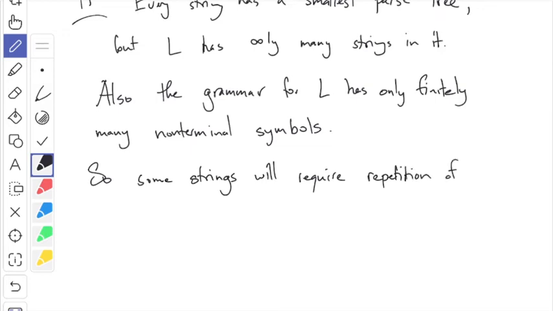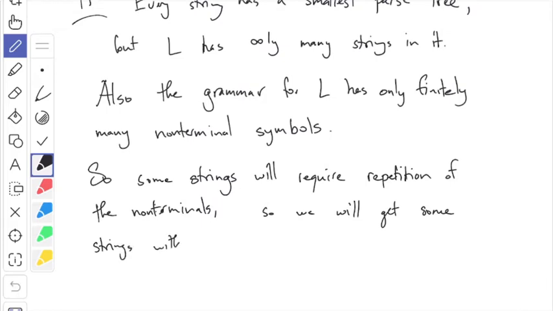Some strings will require repetition of the non-terminals. So we will get some strings, they may be really big ones. We will get some strings with, say, A above A, right? Because there's only finitely many choices for the non-terminals, but there's infinitely many possible strings. And so something's got to give there, and some of them are going to have to start repeating. So we will get some strings with an A above an A.